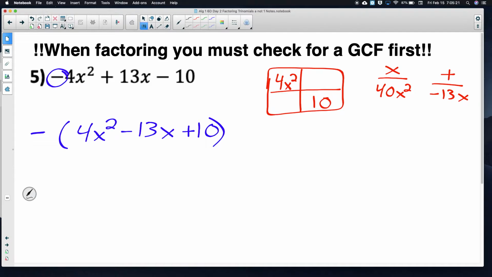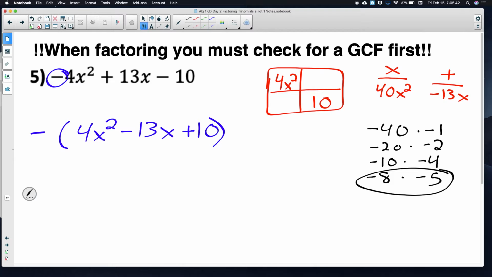So if I list these factors, I've got negative 40 times negative 1, negative 20 times negative 2. 3 doesn't go into it. I got negative 10 times negative 4. And then negative 8 times negative 5. Well, those together are going to add to give me negative 13. So I'm going to fill in the rest of my box with those two numbers. Factor out the GCF on the rows and the columns. I'm going to get 4x minus 5, and I'm going to get x minus 2.